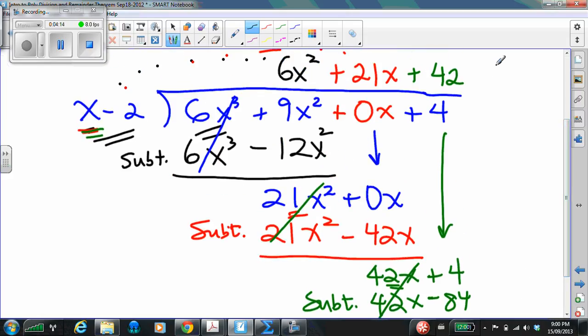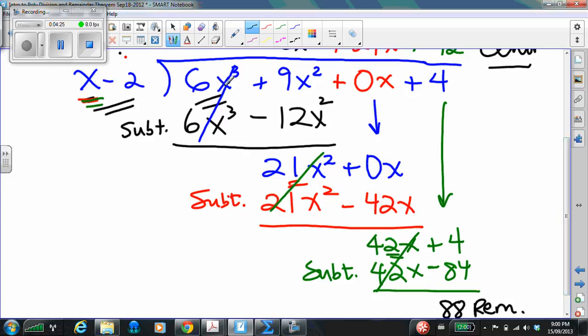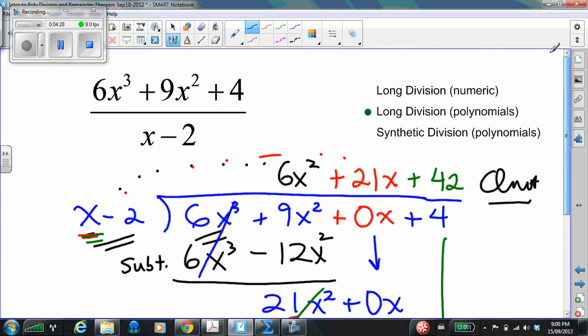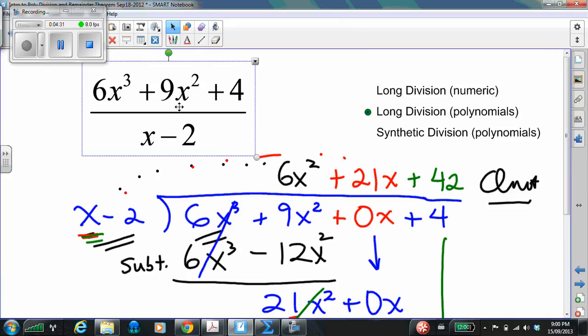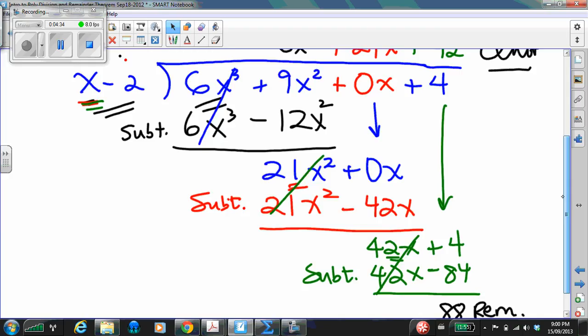The quotient, the answer up here: 6x squared plus 21x plus 42. This is what it means. Let's go to the original question, right here. Let me just copy that. We'll paste it down here.